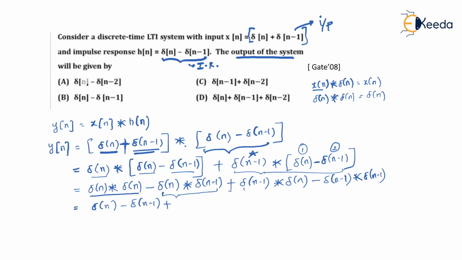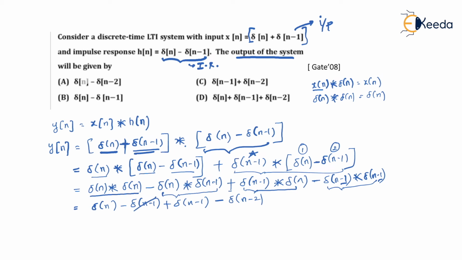Plus, because we have a plus sign here. So I'm sure now you will recognize what the output can be. When δ[n-1] convolved with δ[n], it is simply δ[n-1]. Then we have a negative sign here. δ[n-1] convolved with δ[n-1] is obviously δ[n-2], because minus 1 will give you minus 2.